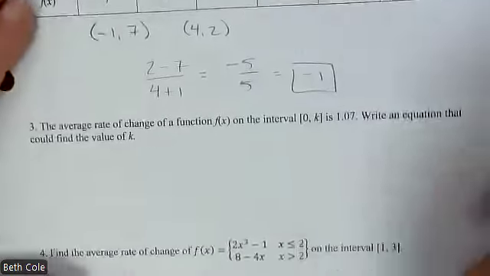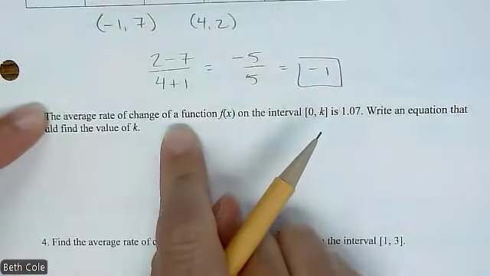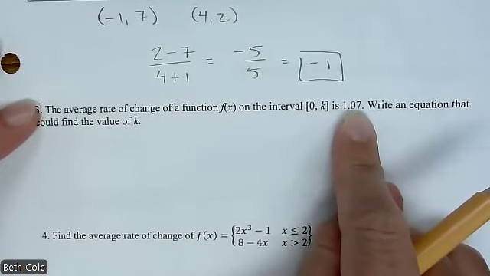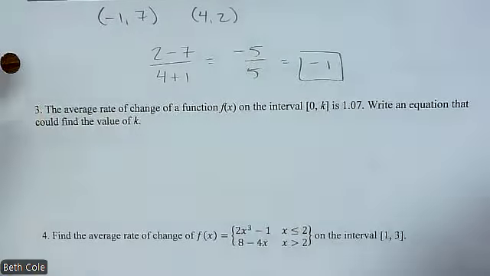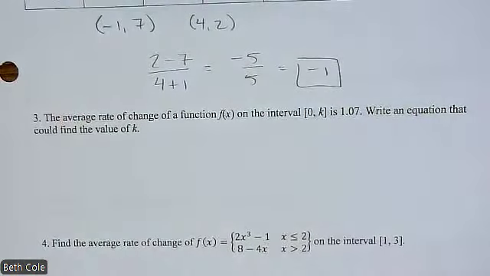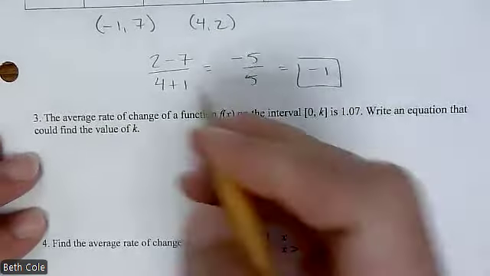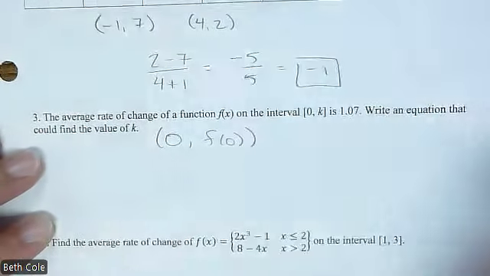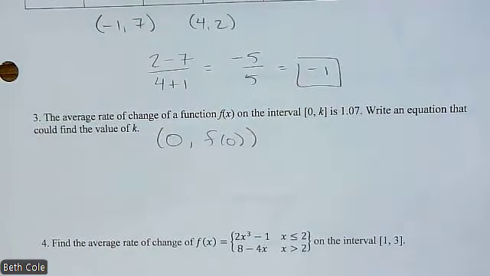Beautiful. All right, average rate of change on the interval 0 to k is 1.07. Write an equation that could help you find the value of k. Same thing. If you write out the points, it will help you so much. And this one's going to look weird because we don't have any actual numbers. There's not a function to actually work with. But if you were to plug 0 into a function, you would get f of 0. I don't know what it is because they didn't give me a function, but are you following me there?